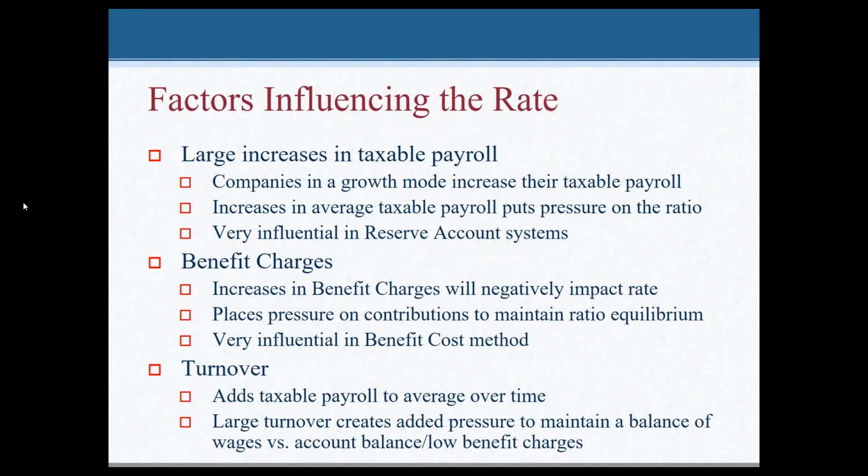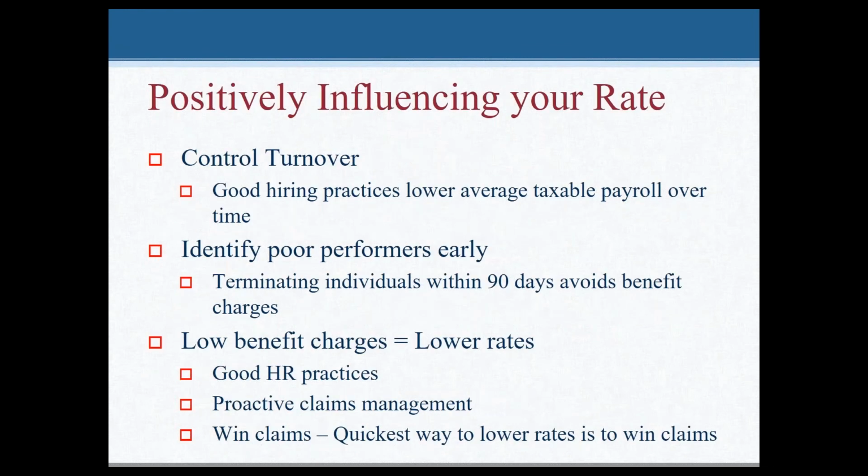Okay. Now, the things you want to do to positively influence your rate: control turnover. Good hiring practices lower your average taxable payroll over time. You're not adding the new employees, and you're not adding the new taxable wage base over and over and over. Identify poor performers early. Terminating individuals who you identified as poor performers within the first 90 days avoids benefit charges being assessed to your account. It's the way the calculation of claim liability occurs.